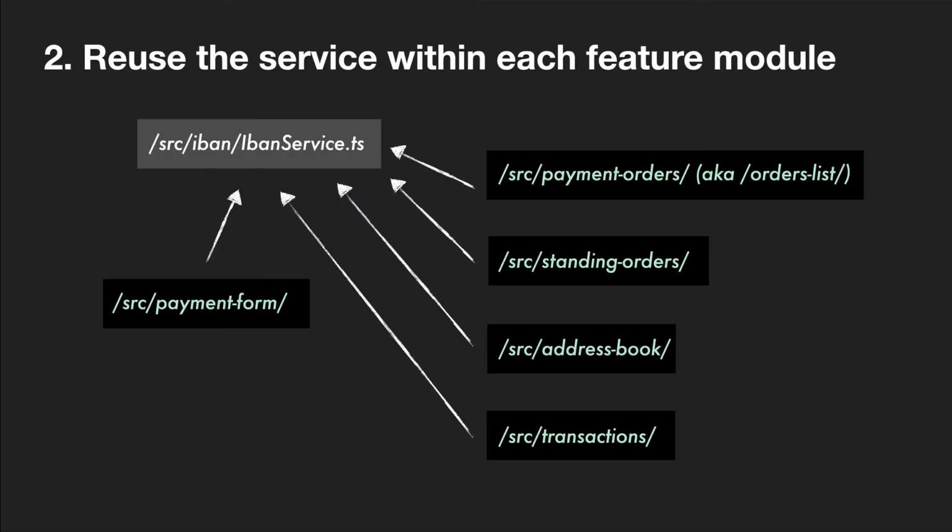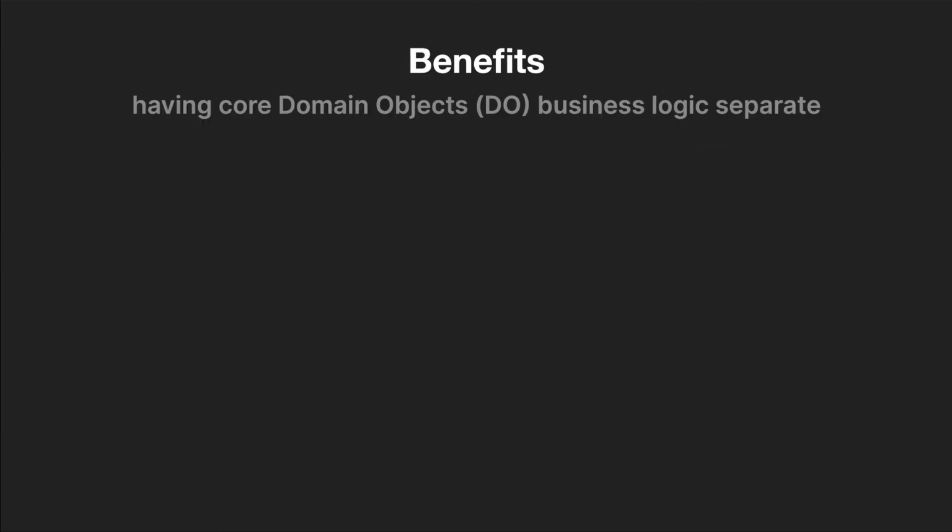This way, when we have such a service or such a class, obviously our dependencies are no longer interconnected. Everyone is using just the IBAN service. You don't carry along another feature model when you want to use something related to IBAN. This simplifies a lot.